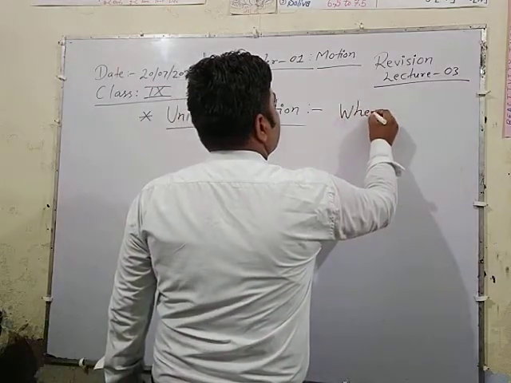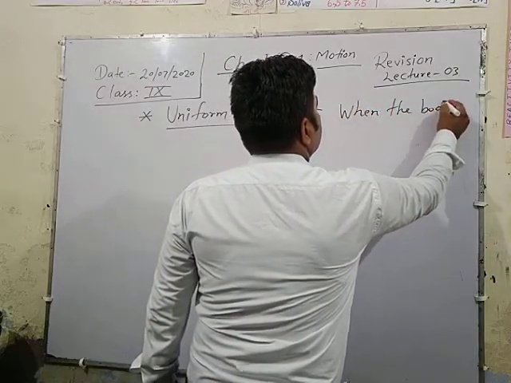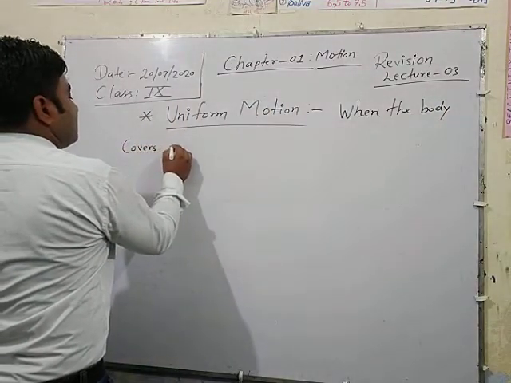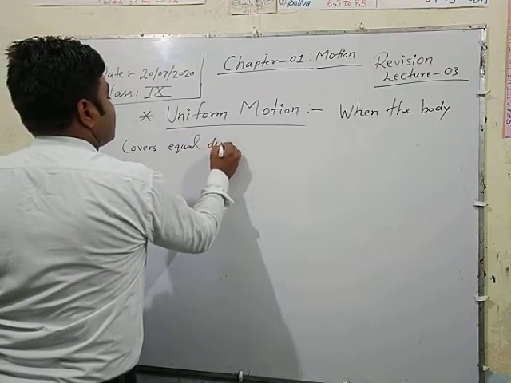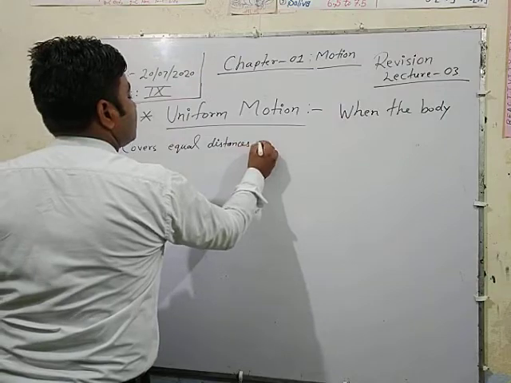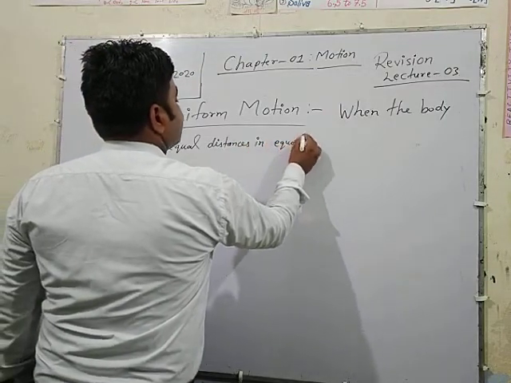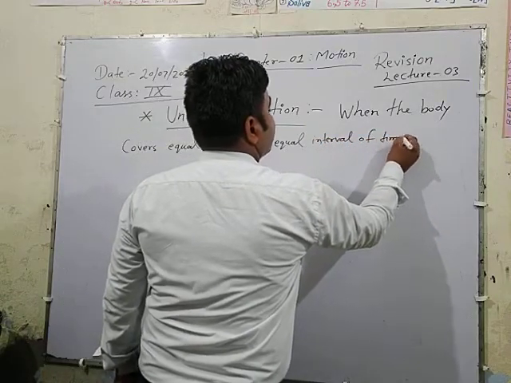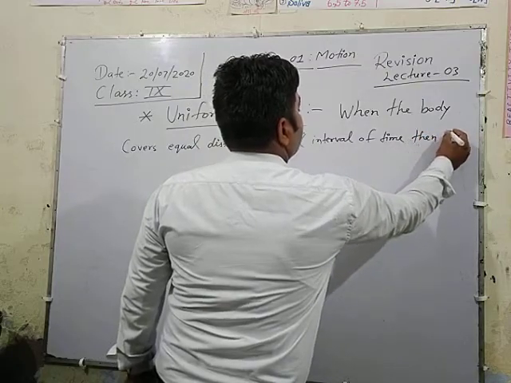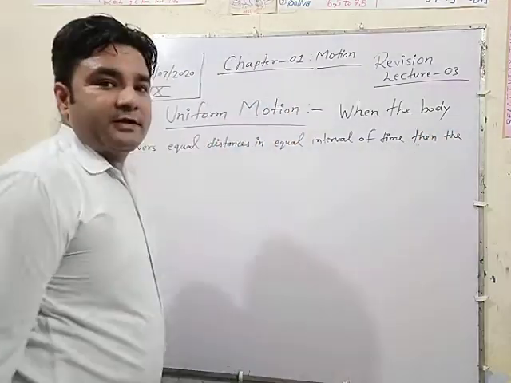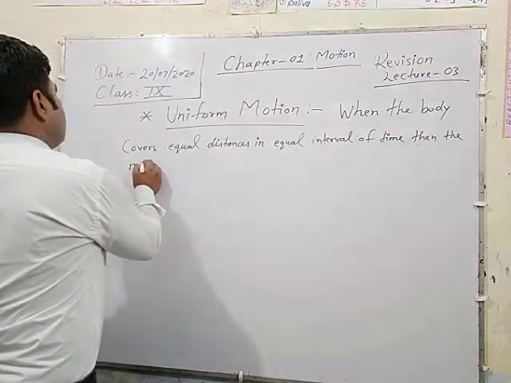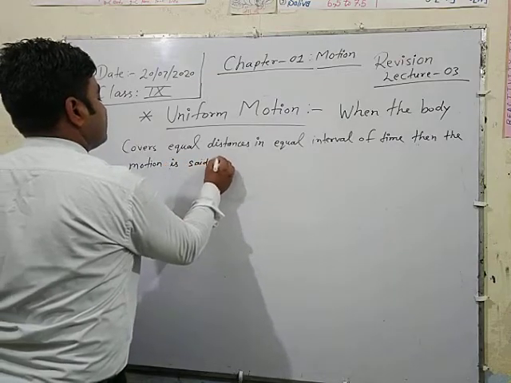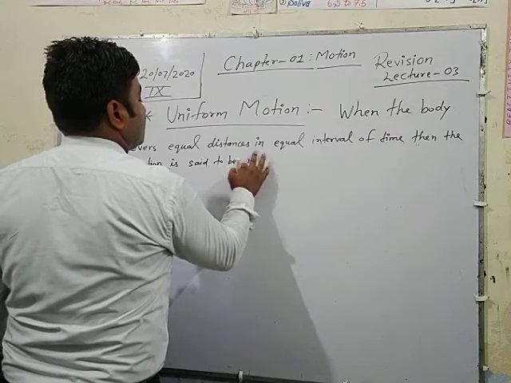When the body covers equal distances in equal interval of time, then the motion of the body is said to be uniform motion.